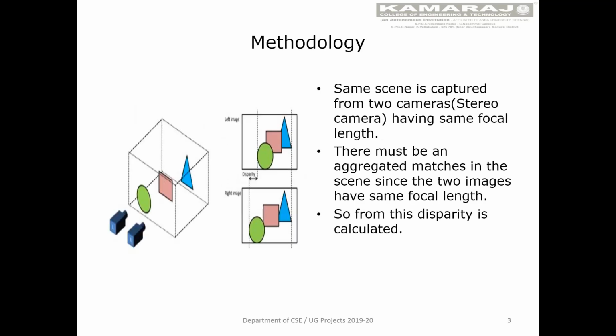Previously, we have seen what is an aggregate match. One thing I forgot to mention is disparity. So, in the left image and right image, we can see a green colored circle. Look at both images. The circle is placed at two different pixel points in both these images. So, the difference between the pixel points of the circle is disparity.